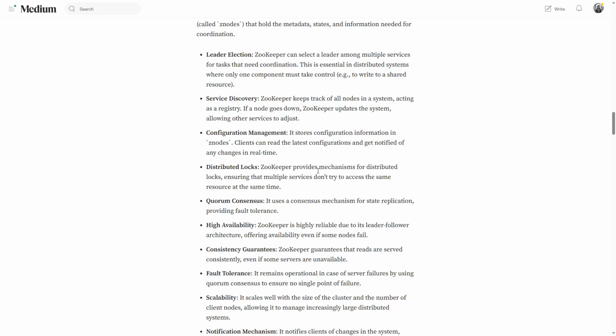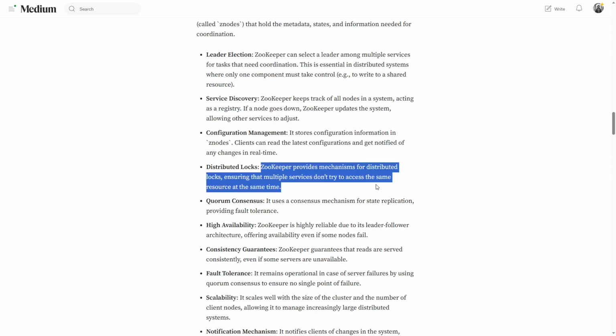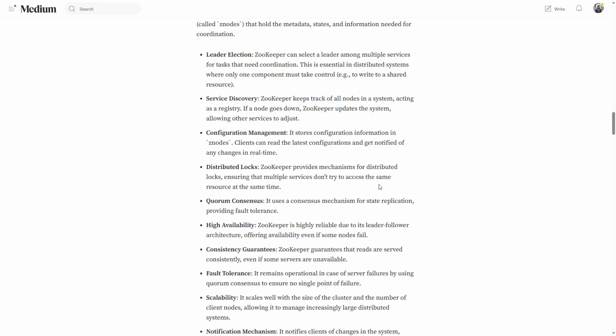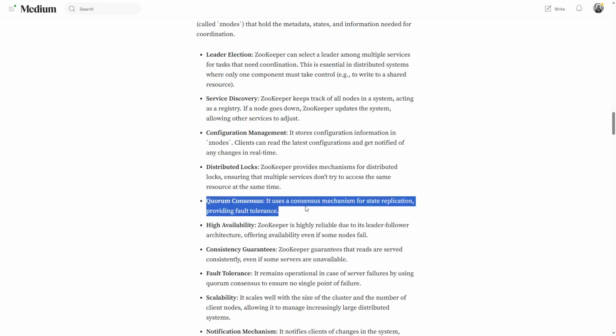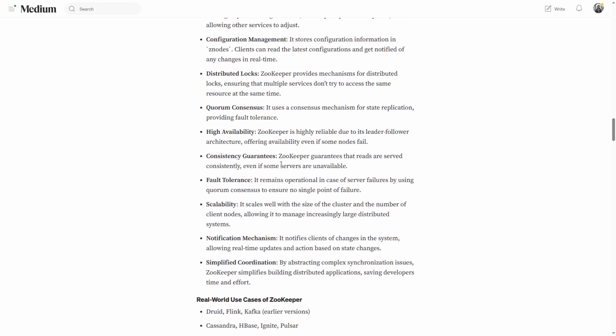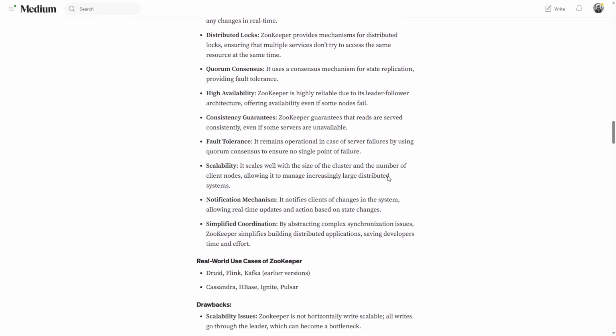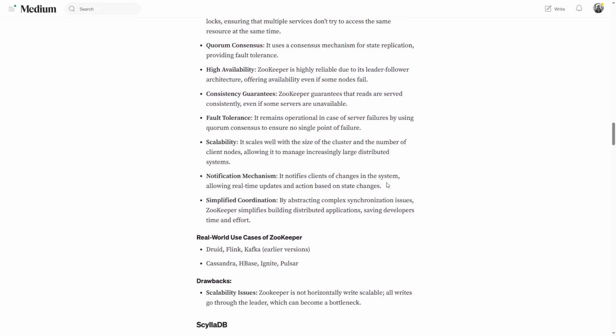So we can just simply say a resource and acquire a lock in ZooKeeper, and all the nodes will see a lock on that particular system. This can be used for quorum consensus as well. ZooKeeper is highly available and reliable because it has a leader architecture. If one of the nodes fails, the other one will become a leader and take its place.